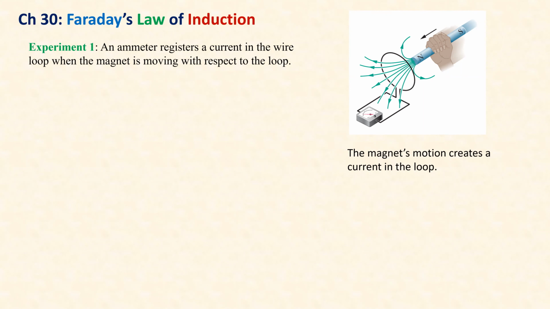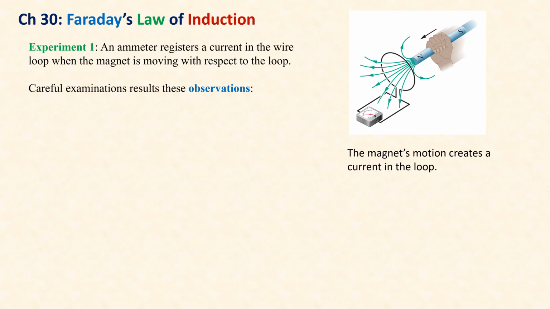One experiment is that when you have a coil here, or just a circular loop of wire connected to a galvanometer or ammeter, when you move a magnet in front of it, the ammeter registers some current. And so there's a current in this one, even though there's no physical contact here.